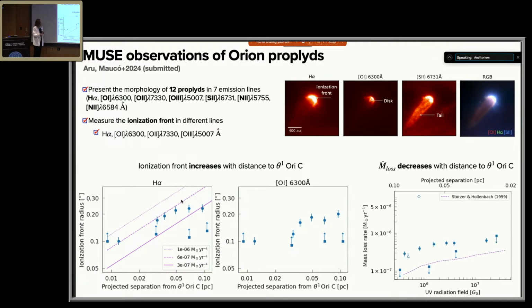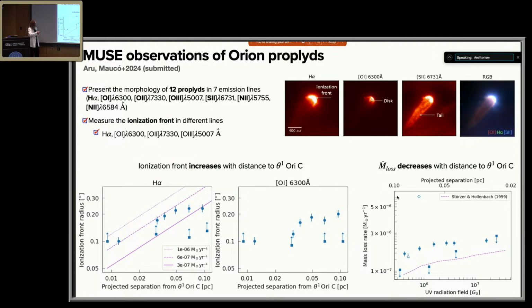But we also started looking at the mass loss rate of these proplyds, from the ionization front sizes. And what we see is that, again, the mass loss rate is here, and now the projected separation is inverse here. So we found that the proplyds, the protoplanetary disks that are closer to the massive stars, also have a higher mass loss rate, which is also consistent with external photoevaporation models.